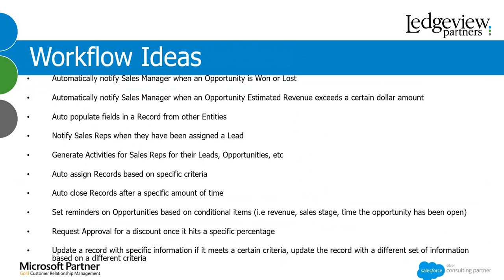In quotes, sometimes a quote is discounted a certain amount, and once it hits that specific percentage, you can send a request or put it into a holding stage and send a request to your manager for approval. You can update a specific record with specific information if it meets a specific criteria. Then update the record with a different set of information based on a different set of criteria. That's that conditional branch. We're going to touch on that in one of our demos.